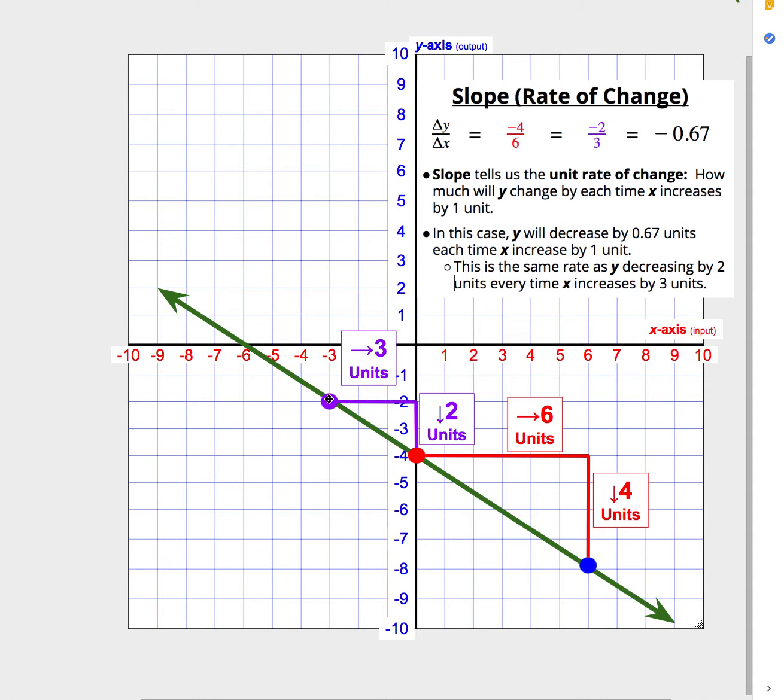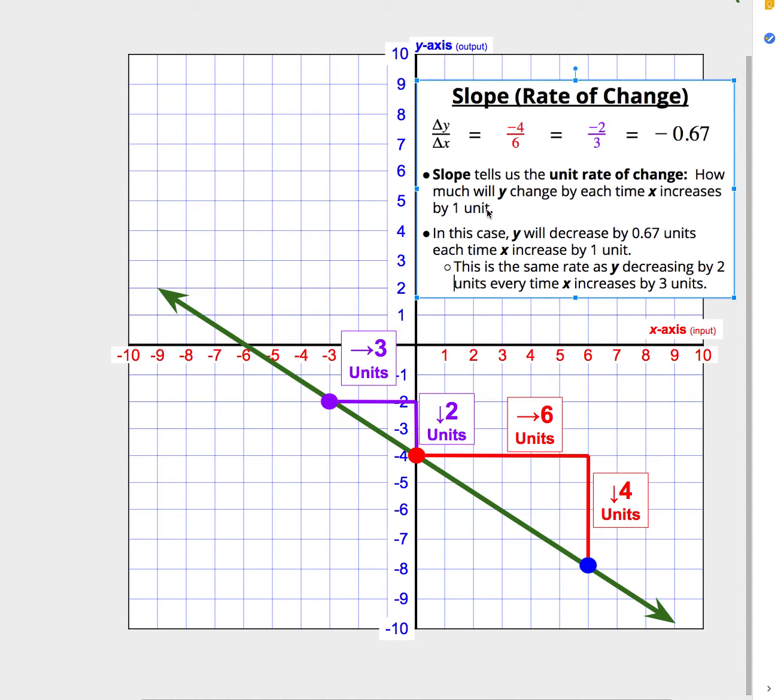If we traveled from the purple data point to the red data point, we would need to travel right by 3 units, or x would increase by 3, as y decreases by 2 units, or we travel down by 2. In the form y change over x change, we would write this as negative 2 over 3. That's an equivalent fraction. It has the same value as negative 4 over 6. If we tried to simplify these fractions or do the division, we would get to an answer of negative 2/3, or as a decimal, negative 0.67.